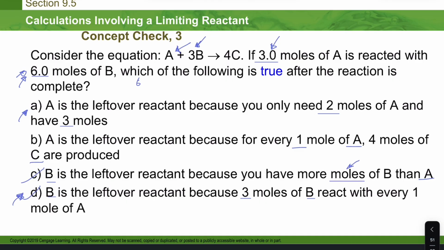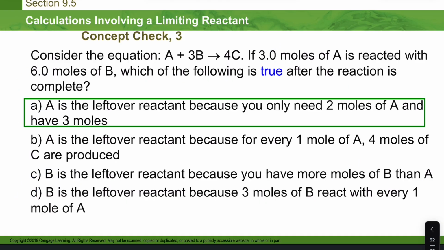I have 6B for every 3B, I have 1A. This gives me 2A needed for the reaction. I only need 2 moles of A, but I have 3 moles, which means I would go with this answer. It's going to be the leftover one because I only need 2 moles, and I have 3 moles. I was mistaken when I said that because there was no 2 in front of this, then it would not be necessary. And that is indeed the answer there.